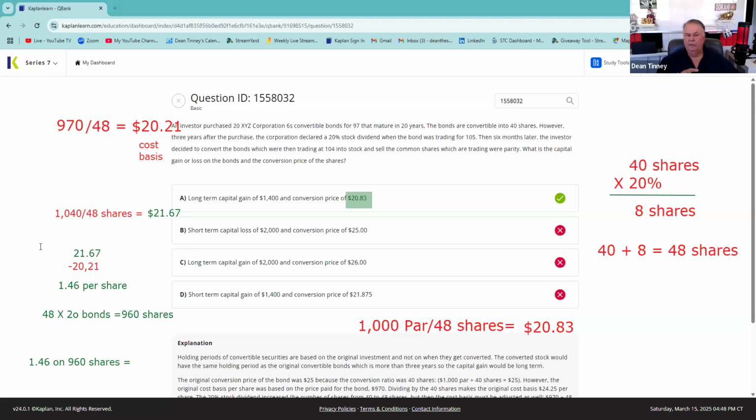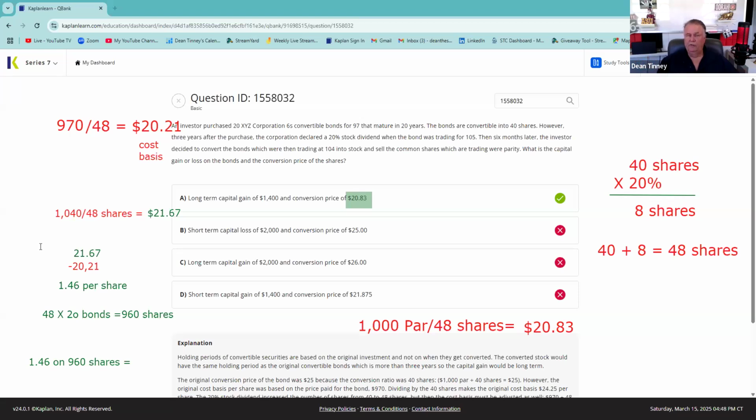By the way, we should have been able to eliminate B and D, right? We could have got to a 50-50 because we should know that again, when we're at risk for more than a year, we have a long-term gain or loss, right? And here it says, however, 3 years after the purchase. So that's where I know it's long-term.